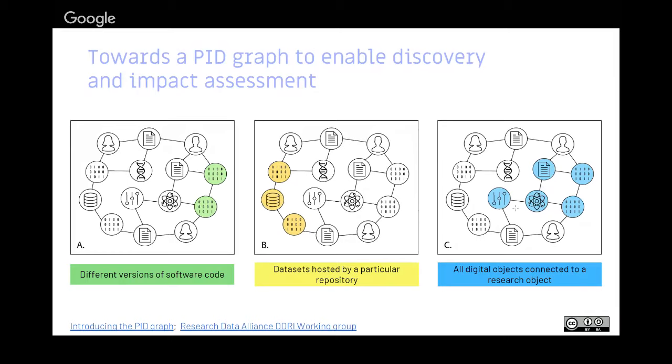In the first case, you are tracking different versions of a software code that you might have written. In the second case, the yellow one, the datasets that are hosted by particular repositories are linked together. And the third case is exactly what I've shown you before, all digital objects connected to a research manuscript.